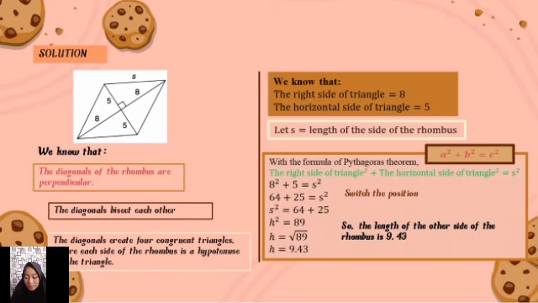So s equals the square root of 89, and we get a value for s of 9.43. So the length of the side of the rhombus is 9.43.